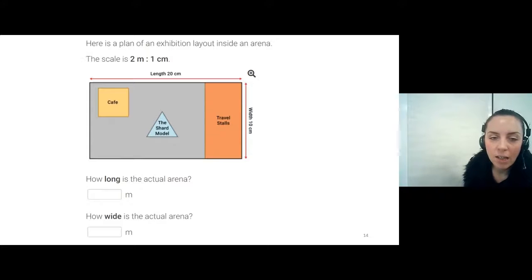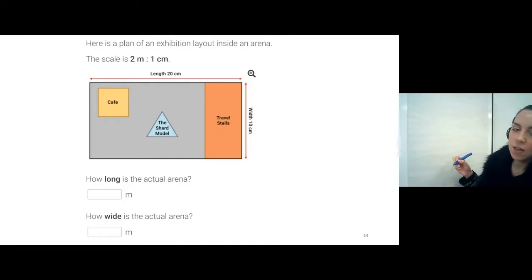So we've got an image here. It shows you the arena. It's got some stuff inside. It's got a model and stalls and a cafe. But we've got some measurements. So the length of the plan is 20 centimetres and the width is 10 centimetres. So again, I'll set it up on the screen if you guys want to have a go, and then you let me know what measurements you've got for the length and the width. Now, the answer is in metres and the scale's in metres, so we're okay. Just pop your answer in the chat box when you're ready.